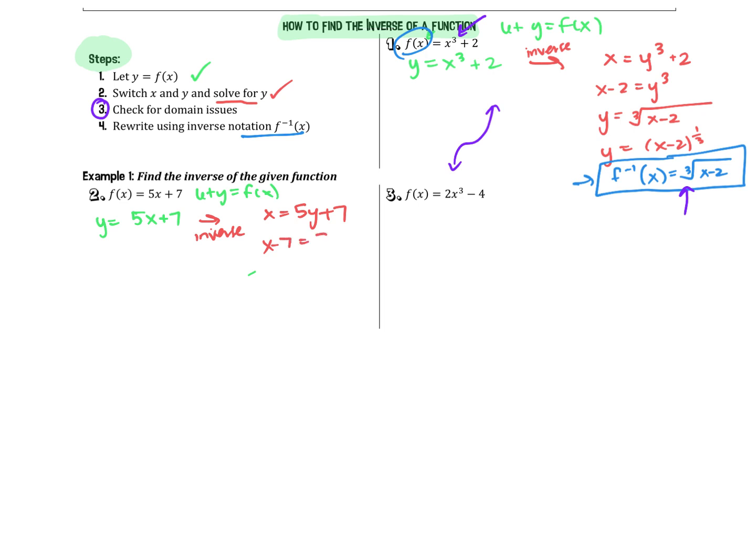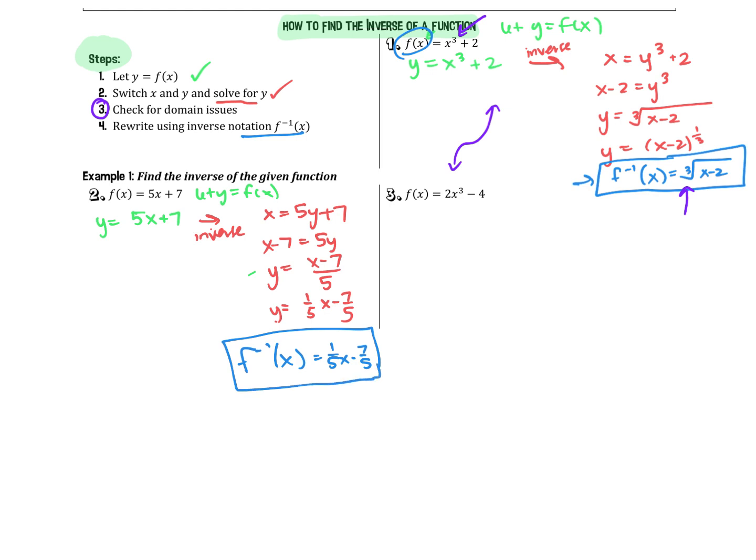I'm going to subtract 7 from both sides, so I'm using inverse operations here to find my inverse function. To solve for y, I'm going to divide by 5. So you could write that as x minus 7 over 5. I'm going to write it as 1/5 of x minus 7/5. This is a line, which means the domain and range are both all real numbers, so I don't have to worry about domain issues. So my final step is going to be to write it using inverse notation. F inverse of x is 1/5 of x minus 7/5. All right, go ahead and pause the video and work through number 3 on your own, and then unpause the video and see how you did.